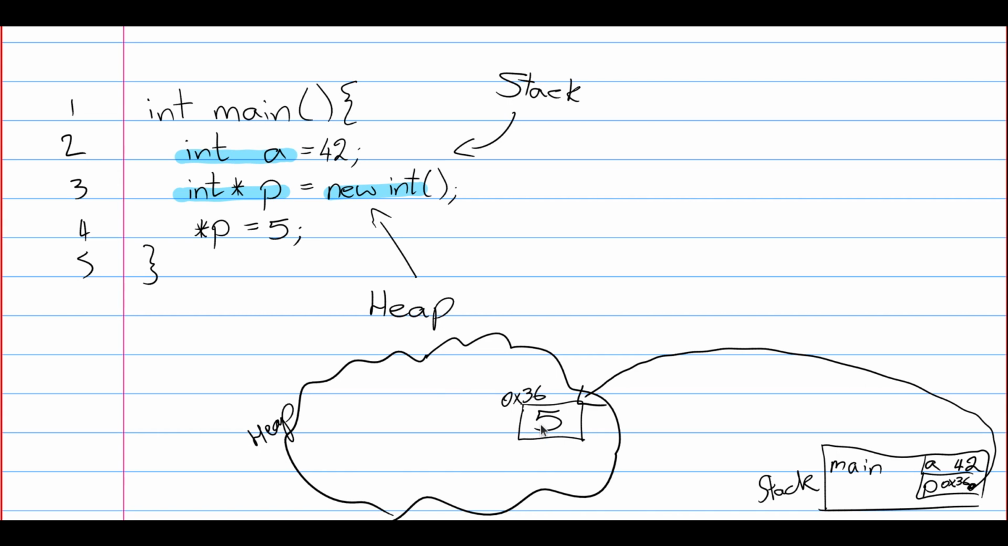And so we should now be happy with this idea that we've got 2 variables locally, a and p, 1 integer and 1 pointer, that are stored on the stack, and then we've got 1 integer that is stored on the heap.